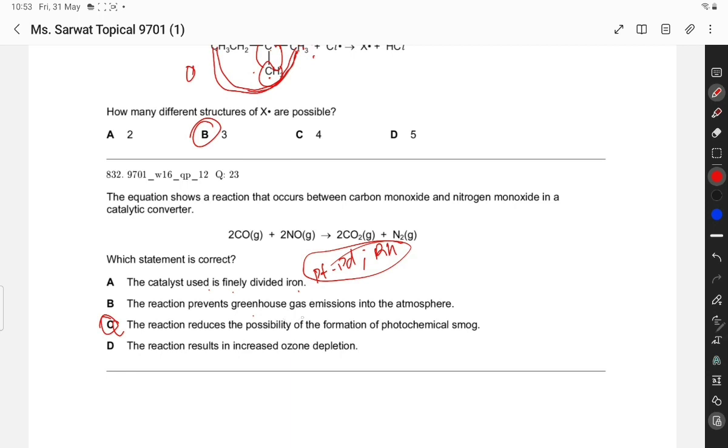The reaction prevents greenhouse gas emission into the atmosphere. This is not correct, because carbon dioxide is a greenhouse gas which is produced in the catalytic converter. The reaction reduces the possibility of formation of photochemical smog. Yes, this is correct, because nitrogen monoxide is reduced to nitrogen in the catalytic converter.